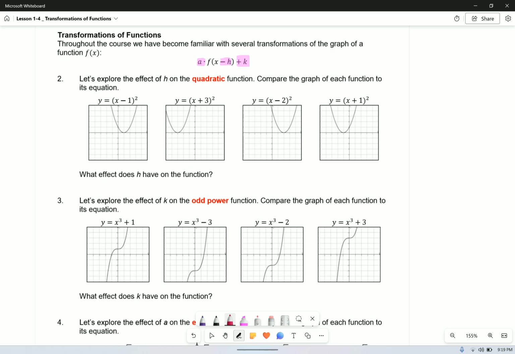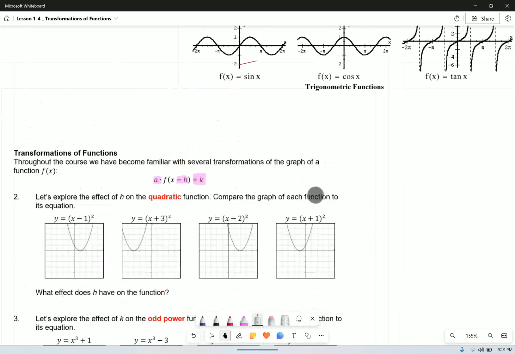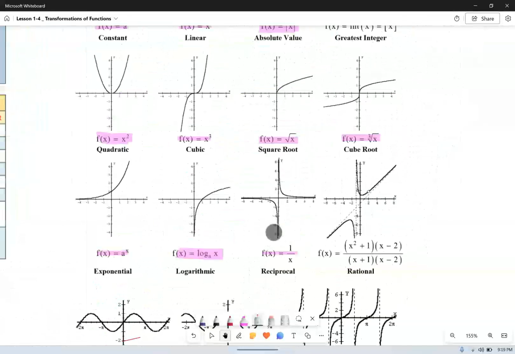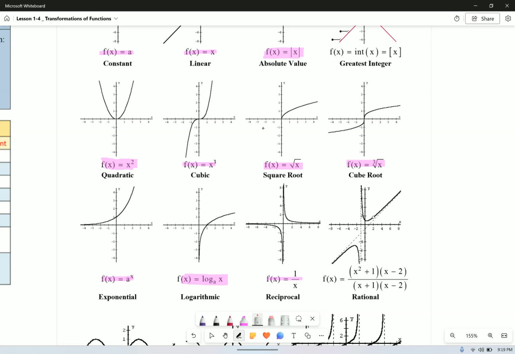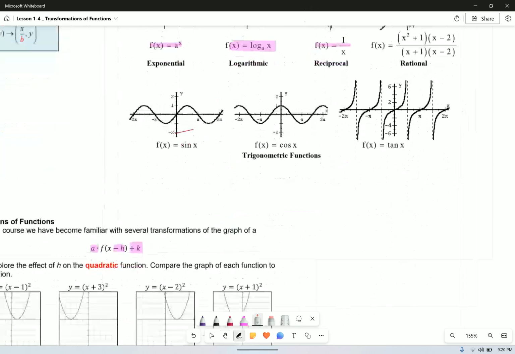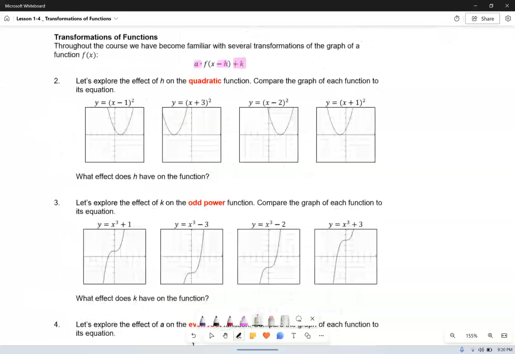So let's explore the effect of h. Particularly right now, we're looking at this piece right here, okay? What effect does h have on the quadratic function? So recall again, the parent function of a quadratic function is right here, okay? It is this U-shaped graph that goes through the origin, and we are going to see what happens when that particular graph shifts. So they're going to give us some examples here.